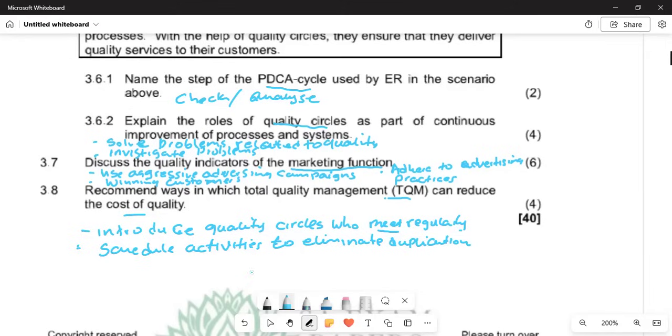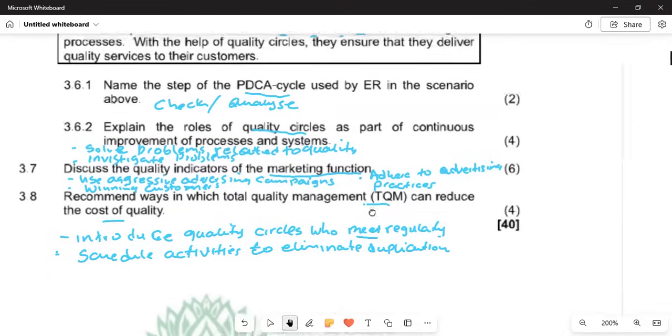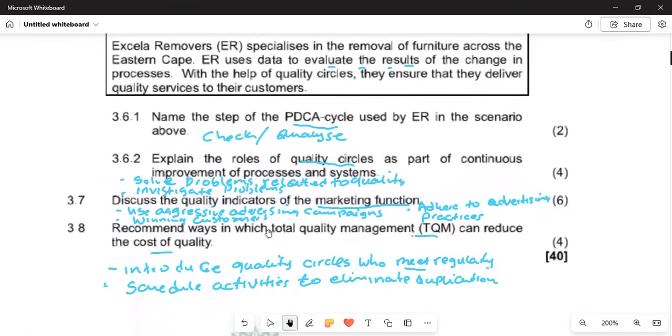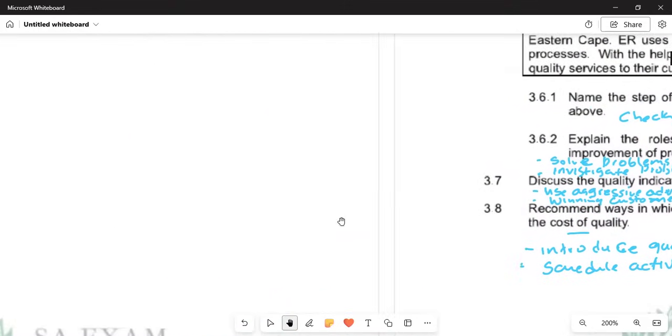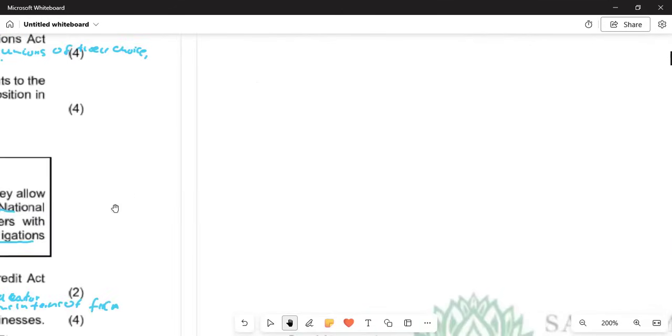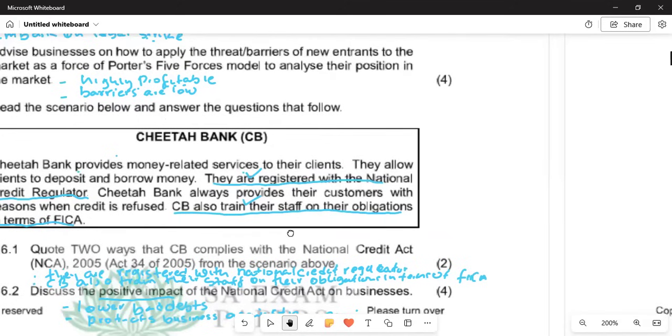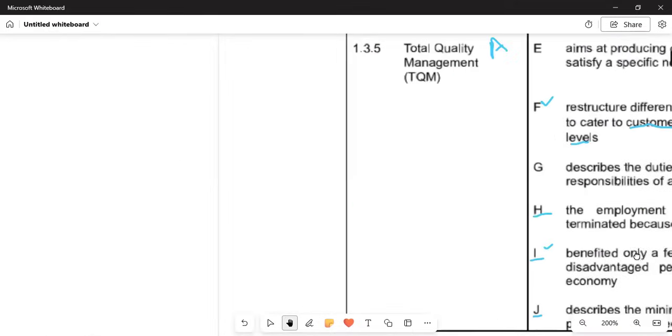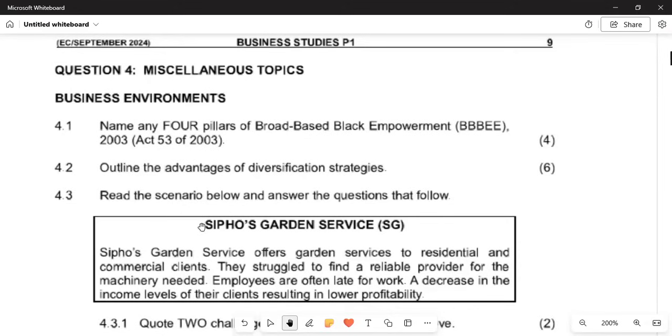So now we are moving on to question 4. We are now on question 4 under business environments.